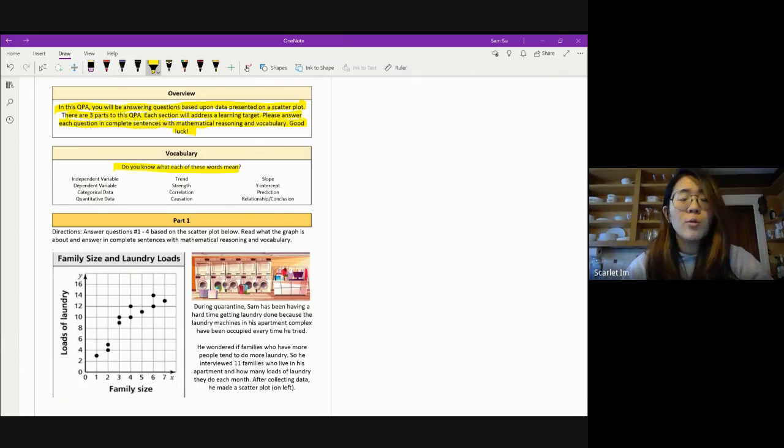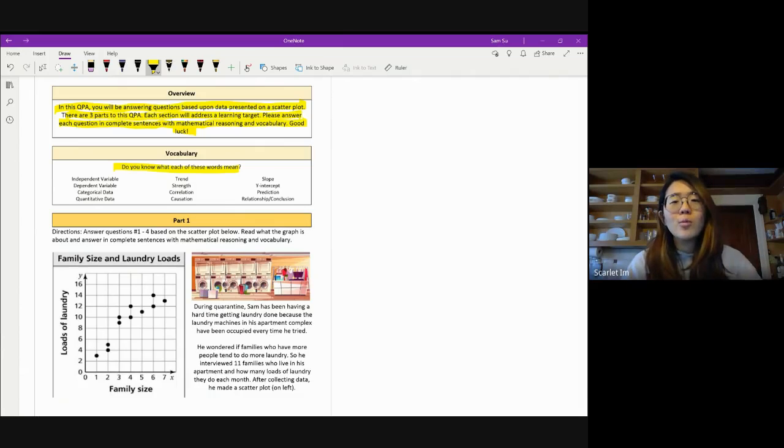So you should know what independent variable and dependent variable mean. You should know the difference between categorical data and quantitative data. You should be able to identify the trend of a scatter plot and the strength of a scatter plot. You should know the difference between correlation and causation.